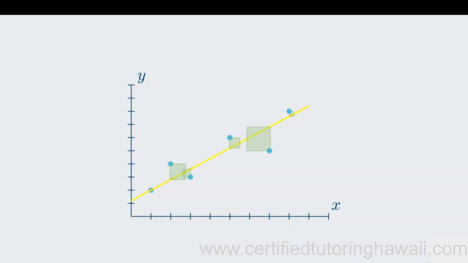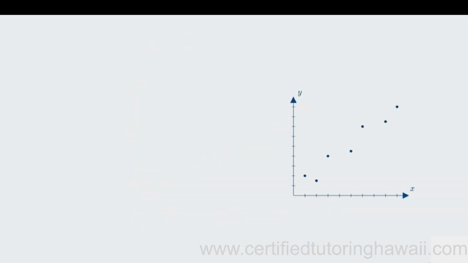By squaring them, we make all the distances positive and give more weight to points that are far away. This mathematical criterion gives us a unique line that fits the data better than any other possible straight line. Before we start calculating, there is a very important property of the least squares regression line that you should know. The least squares regression line always passes through the point x bar, y bar. This means that the point representing the mean of the explanatory variables and the mean of the response variables is always a coordinate on our line.